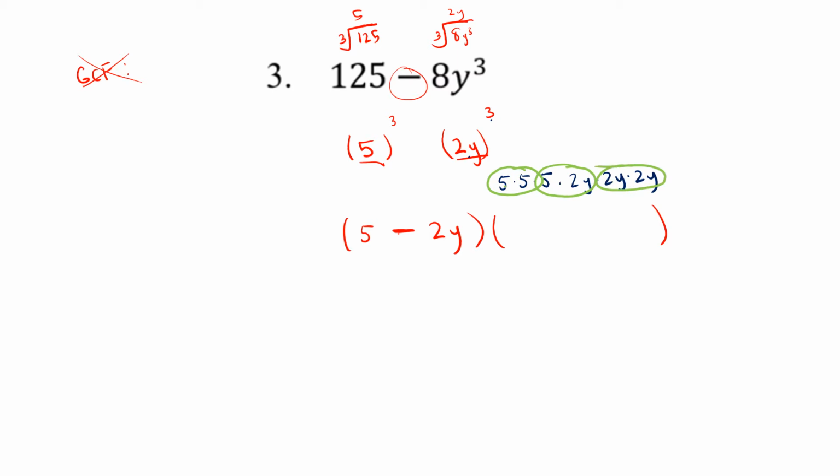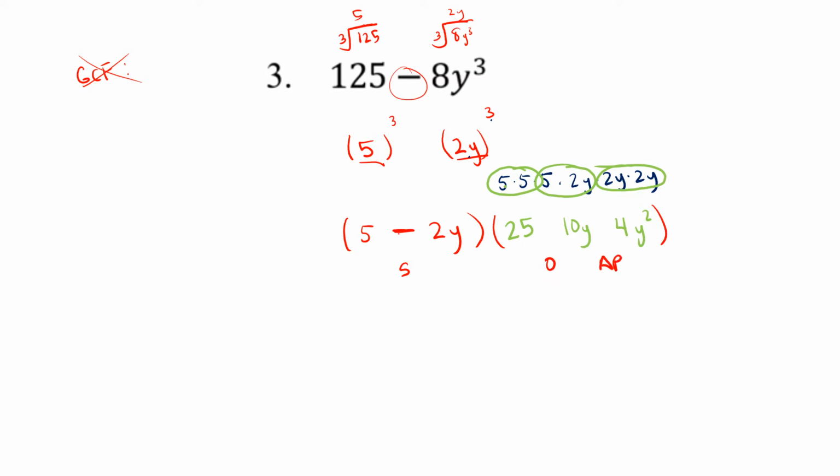5 times 5 is 25. 5 times 2y is 10y. 2y times 2y is 4y squared. Almost finishing off our problem. To get those signs that go in between 25 and 10y and 4y squared, that's when we use SOAP.